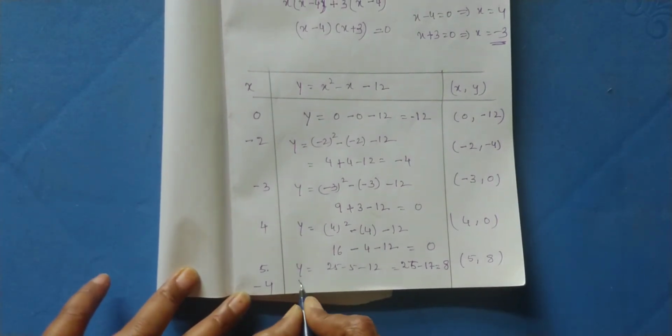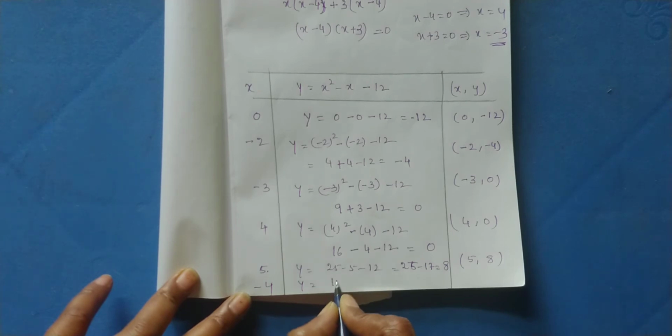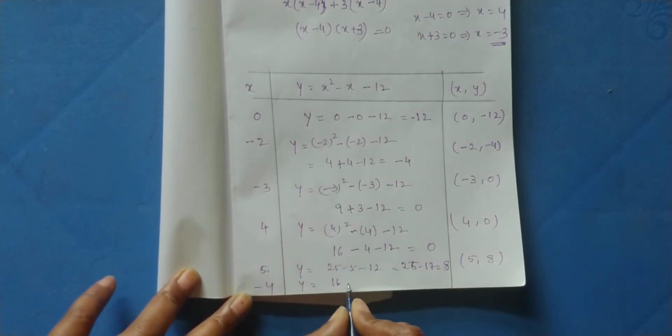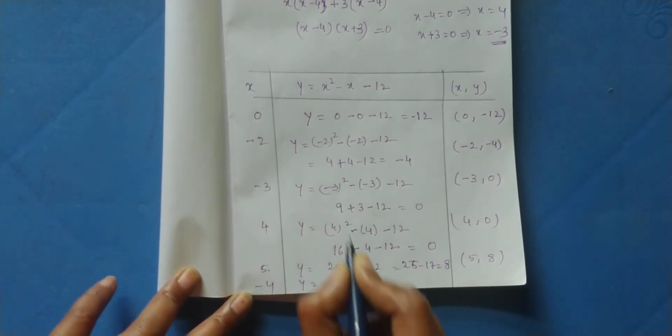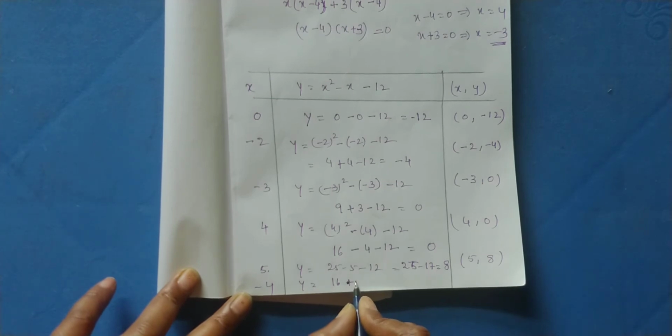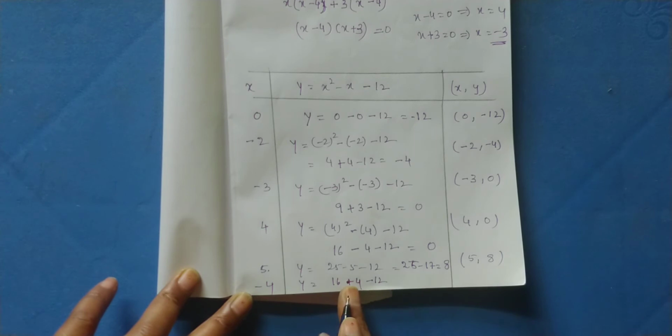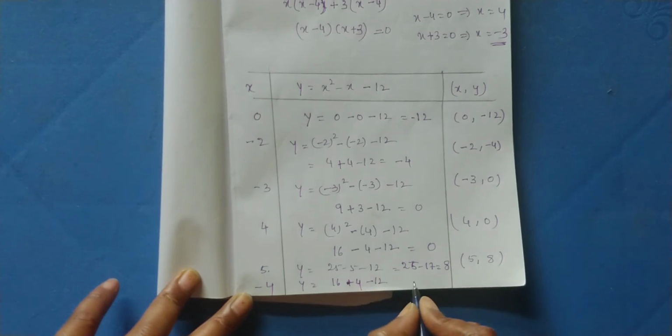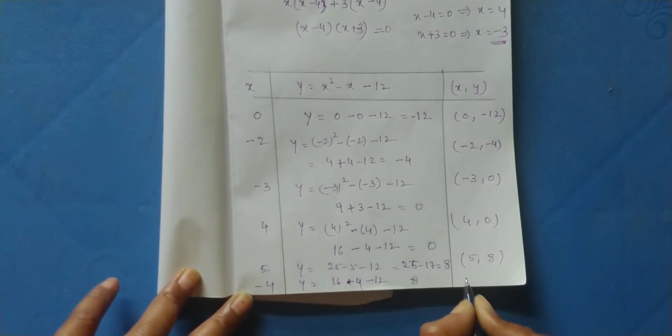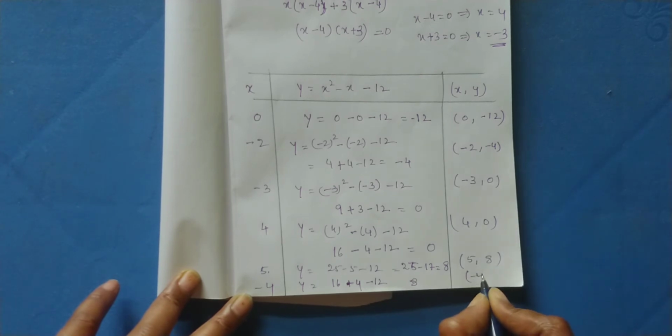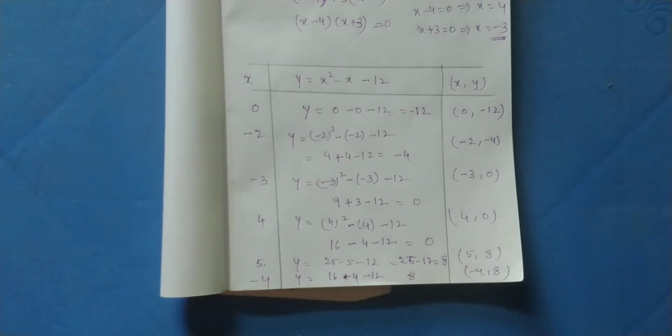If you take minus 4, y is equal to minus 4 whole square means 16, minus of minus 4 means plus 4 will come, minus 12. 20 minus 12, 8 will come. So again the values are minus 4 comma 8. Now we get the perfect graph.